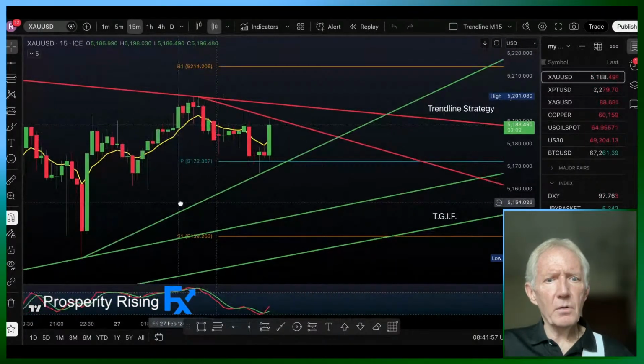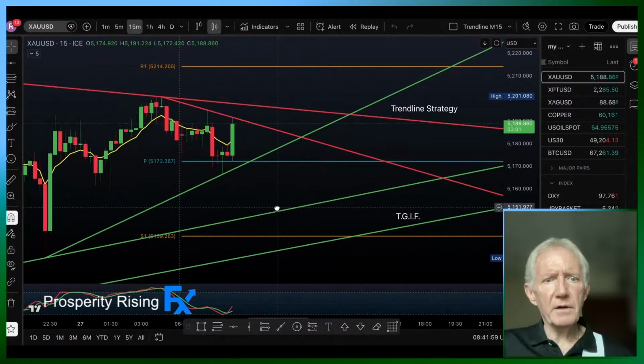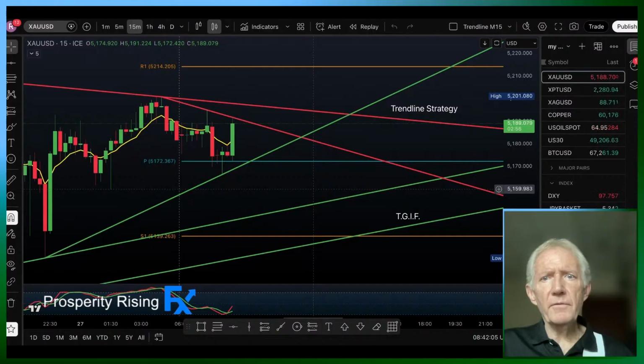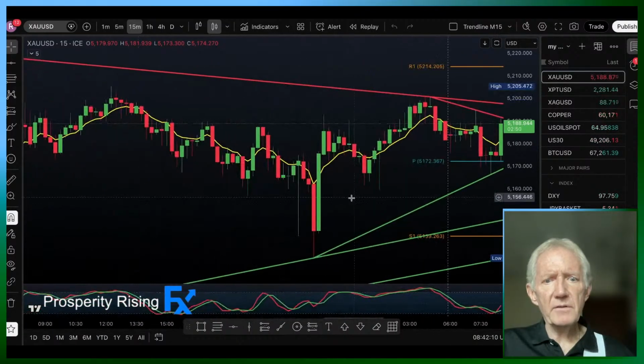So that's why I say only for the day traders right now. You cannot hold it for very long. Get in, get out. If you can get 100 pips, 150 pips, you've done really well. I did pretty good last night in the Wall Street session.